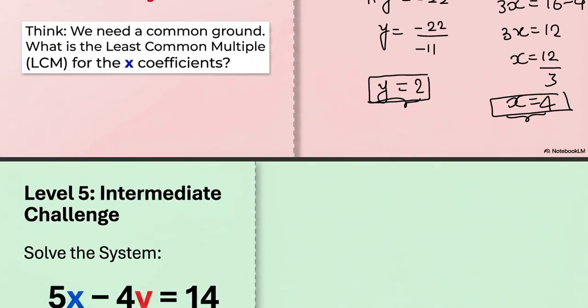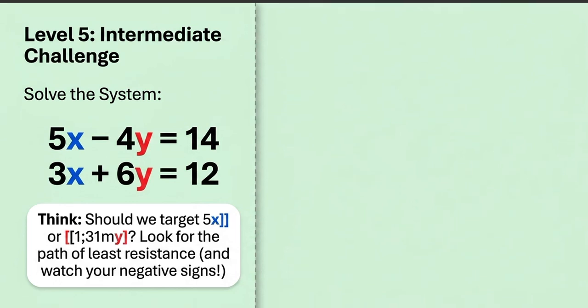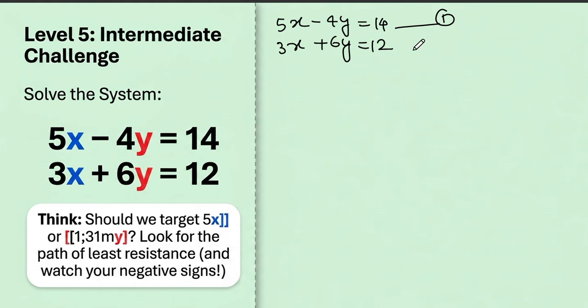Look at the next question. Again, we have two equations. We have to solve by using elimination. So 5x minus 4y is equal to 14, and the second is 3x plus 6y is equal to 12. Let's call this equation number 1 and this equation number 2. Let's eliminate x this time also.